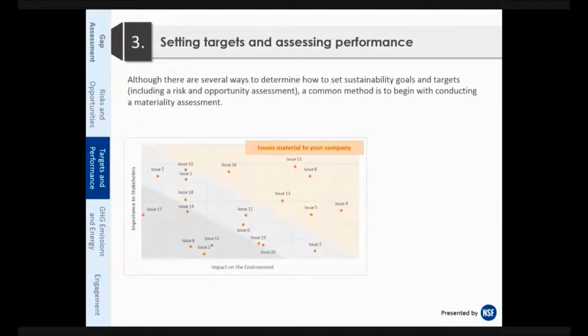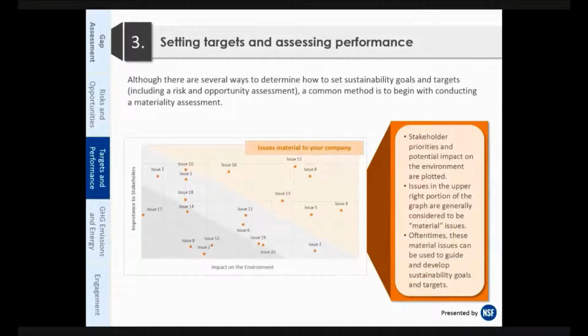The third service that we can provide to help you with your CDP disclosure is in setting targets and assessing performance. What you just saw was a risk and opportunity assessment, which is a really great way to identify what targets you maybe want to focus on. But another one is a materiality assessment. It uses a similar logic, right? We want to plot stakeholder priorities on the y-axis, and on the x-axis is the potential for impact on the environment.